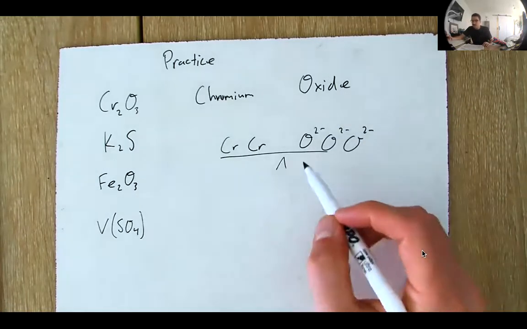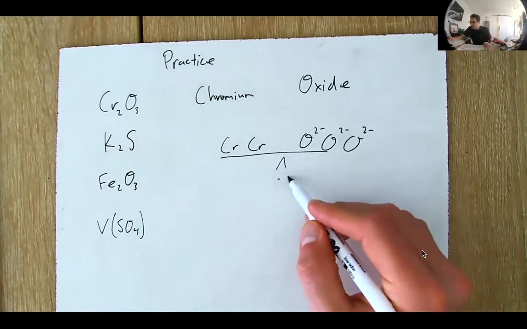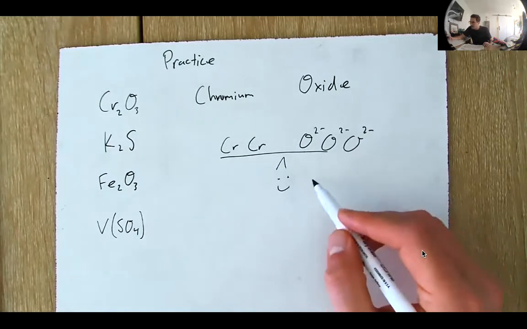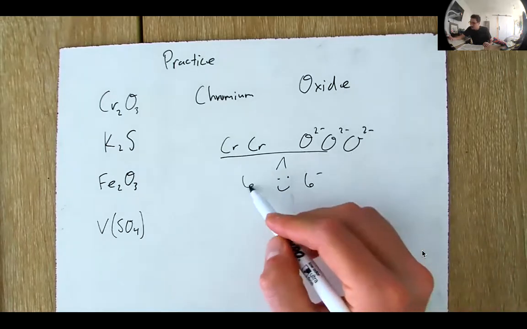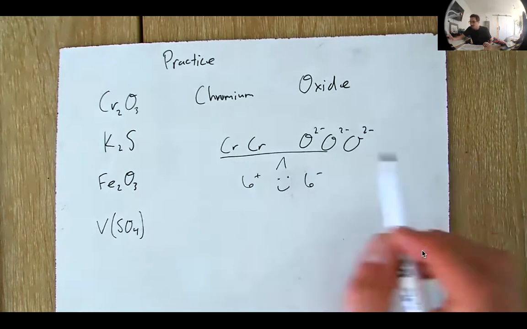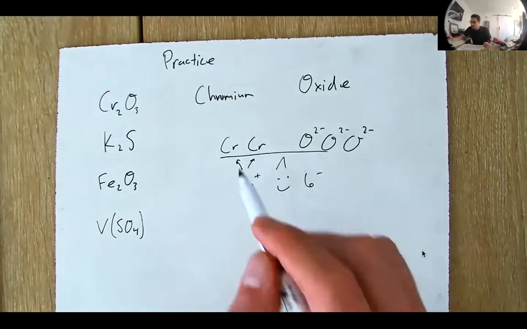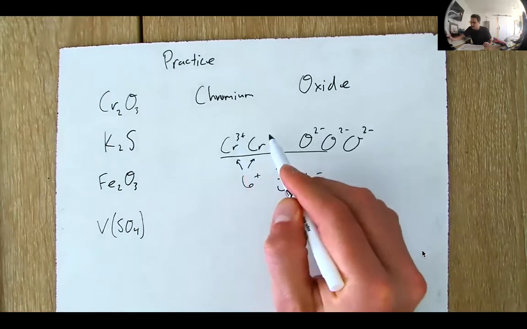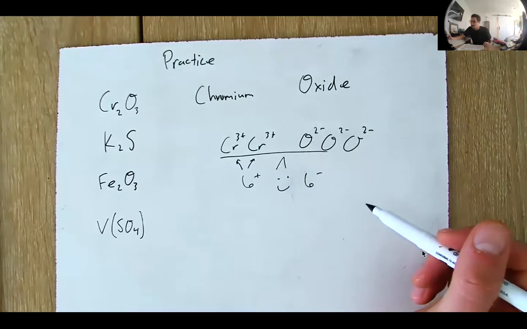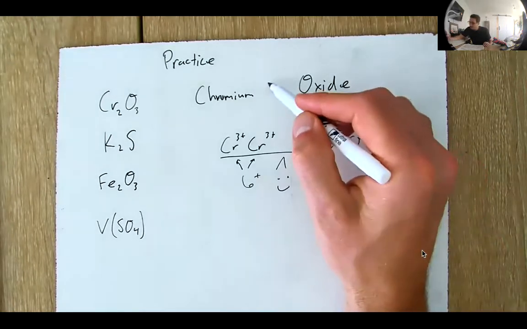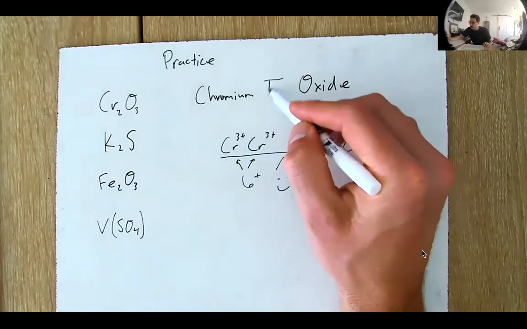Since we know that this is a balance beam and each side has to balance with the other, we have a 6 minus charge on this side, and we must have a 6 positive charge on this side. So what does that tell you about each of these chromium ions? They must have a positive 3 charge, and that's how you can figure that out. Okay, so what Roman numeral do we put right here? We put the 3 Roman numeral. It looks like this.